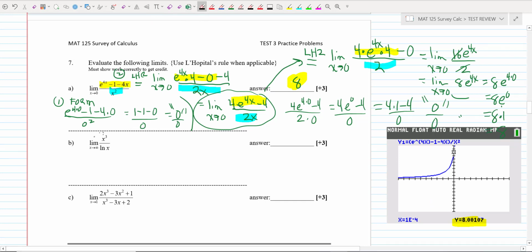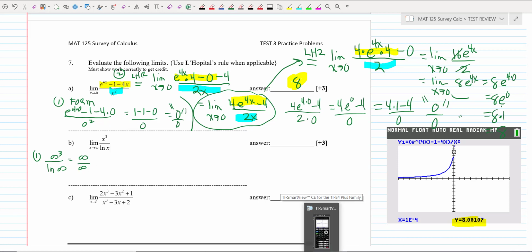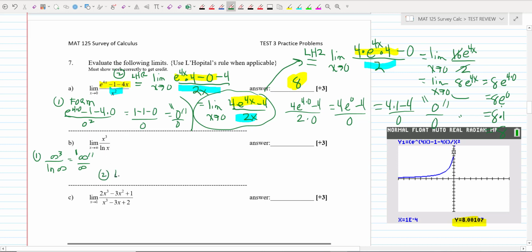Okay, this next one, step 1 again, we're going to look at the form. So if you plug in infinity, we're going to have infinity to the third over ln of infinity. Infinity to the third just gets infinitely big, so does ln of infinity. What happens is ln just gets bigger and bigger infinitely. So you have the right form, so that means now we're ready to go to step 2.